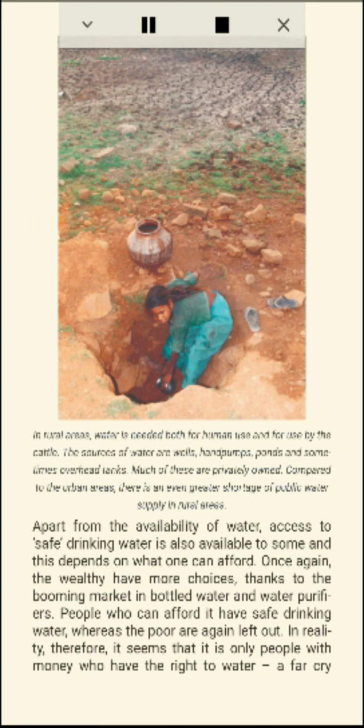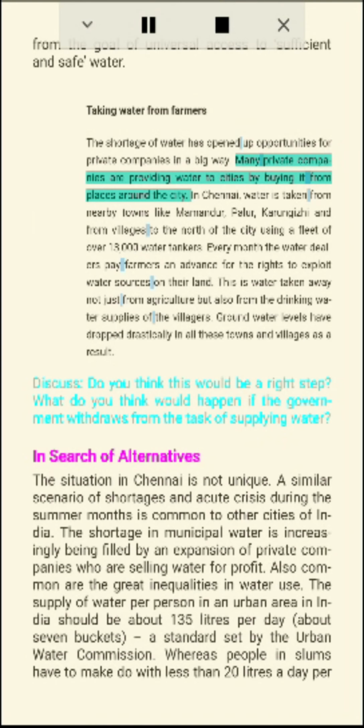Taking water from farmers: the shortage of water has opened up opportunities for private companies in a big way. Many private companies are providing water to cities by buying it from places around the city. In Chennai, water is taken from nearby towns like Mamandur, Palur, Kurungazhi and from villages to the north of the city using a fleet of over 13,000 water tankers.